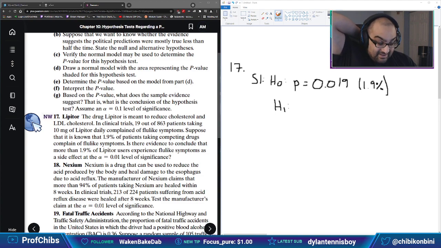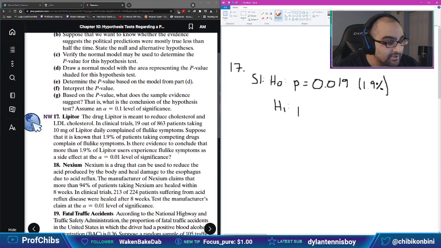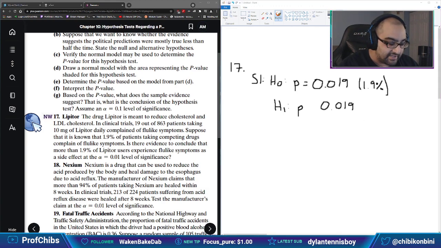All right. What about our alternate hypothesis here? So here, remember, we have our proportion of 1.9%. Again, it says, suppose that it is known that 1.9% of patients complain of flu-like symptoms. Now, for your alternate hypothesis, remember that we're going to use the same letter, the same number. The only thing we care about is what goes in the middle there. So do we have less than, bigger than, or not equal? Which one is this going to be, according to the problem here for 17?